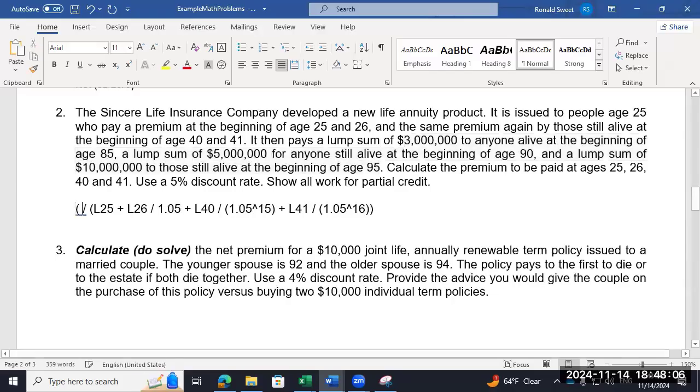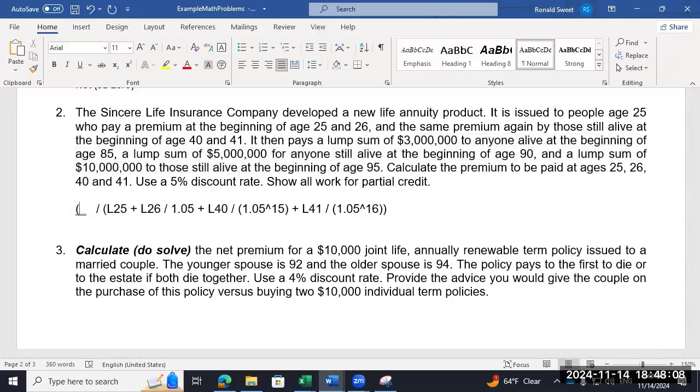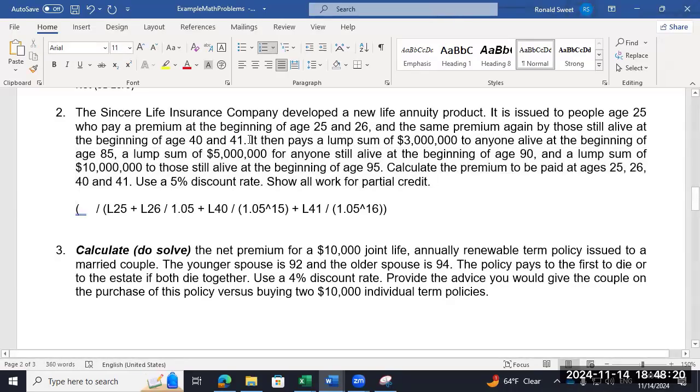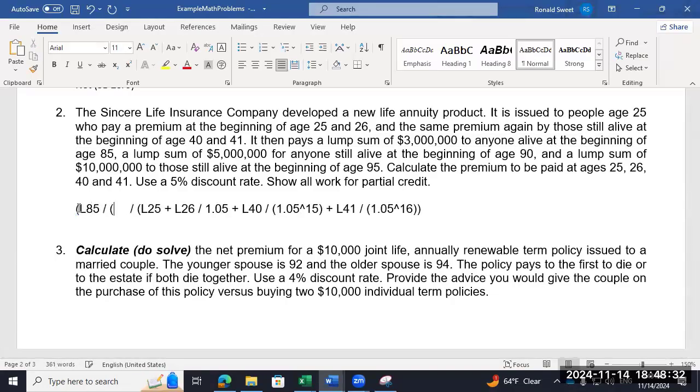So your numerator, what's the first thing in your numerator? Which L or D? 85. Because what is it? Is it livers or dyers? It's livers. So it's L85, and we divide it by what? Oh, I'm sorry, times 3 million divided by what here? It's L85. When did we start? It's the beginning of the year, 60.